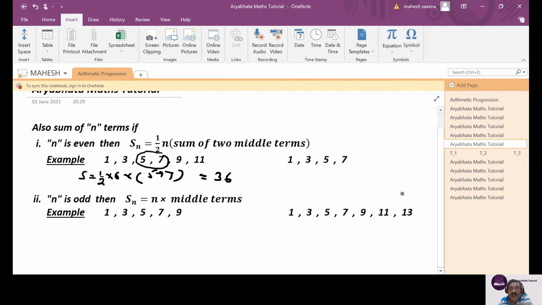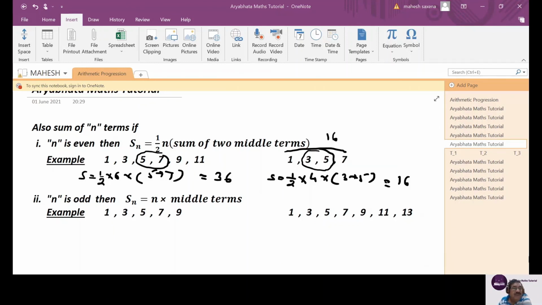Similarly, suppose we take the second example. Suppose the terms are 1, 3, 5, 7. Here the middle terms are 3 and 5. Therefore, in this case, the sum will be 1 by 2 into the number of terms, 4, into the sum of the middle terms, 3 plus 5, that is 16. We see that the sum of all the terms is coming as 16.